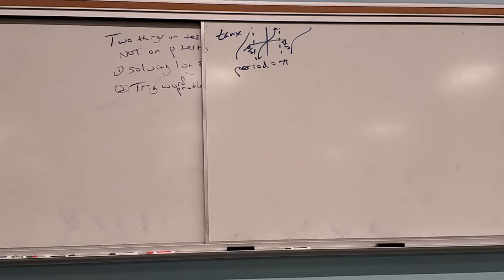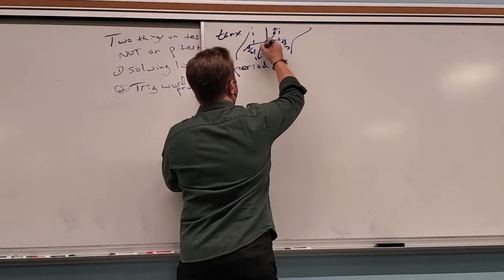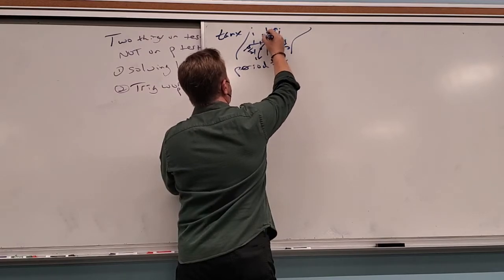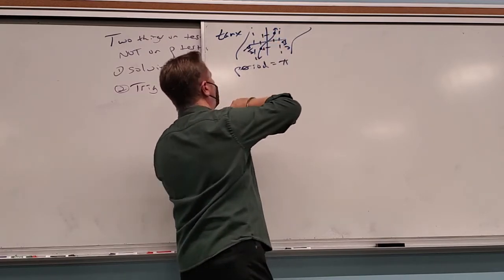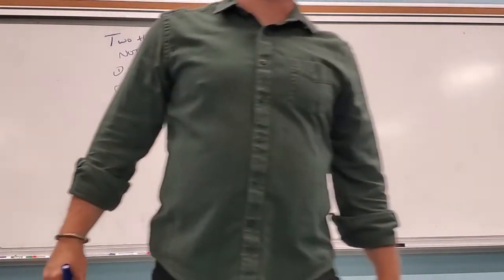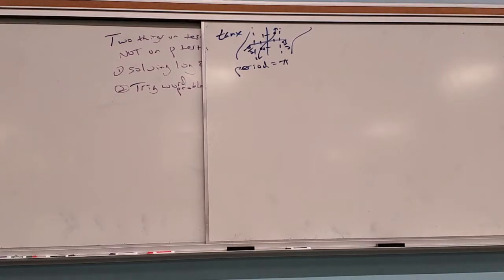Use the quote amplitude appropriately. There is no amplitude for tangent, is there? But can somebody tell me what points I can use here and here? When is tangent 1? What angle is tangent 1? Well, tangent is sine over cosine. So when does sine equal cosine? 45 degrees? Pi over 4, right?